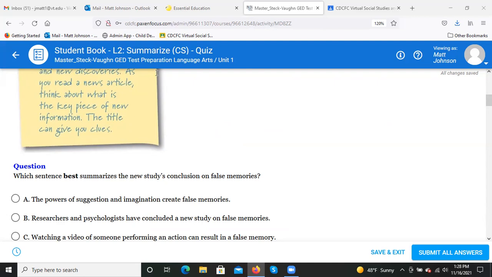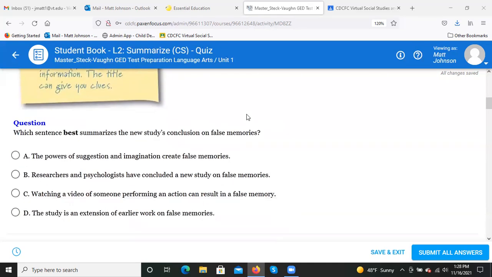All right, so which sentence best summarizes the new study's conclusion on false memories? Is it the power of suggestion and imagination create false memories? Researchers and psychologists have concluded a new study on false memories. Watching a video of someone performing an action can result in a false memory. Or the study is an extension of earlier work on false memories. In this case, we're thinking about the new study.